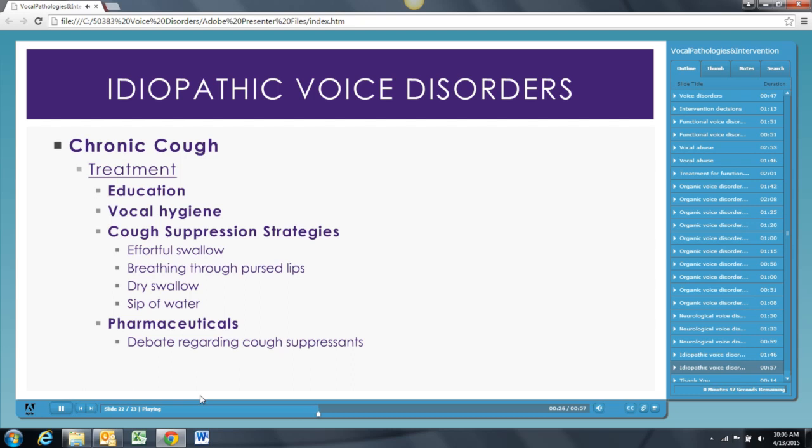Suppression strategies that have been found to be effective include using an effortful swallow preceding the onset of cough, breathing or panting through pursed lips, and using a dry or wet swallow to suppress that urge to cough. Some physicians may also recommend prescription-strength cough suppressants, although there has been long debate about the actual effectiveness in suppressing cough with these medications. They seem to work for some patients, but for many, they do not.